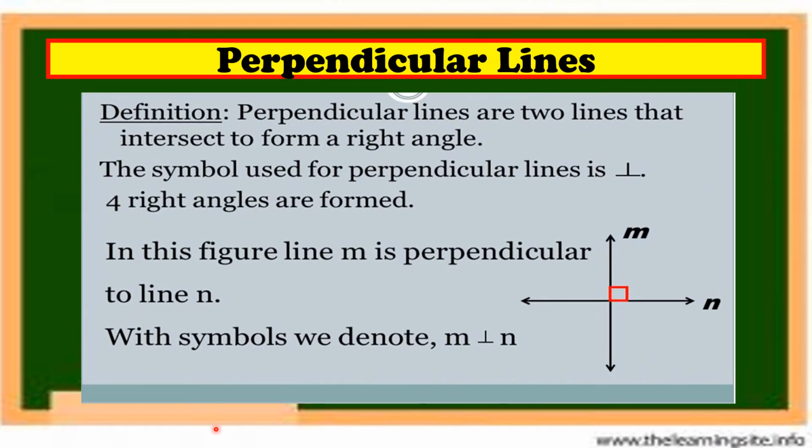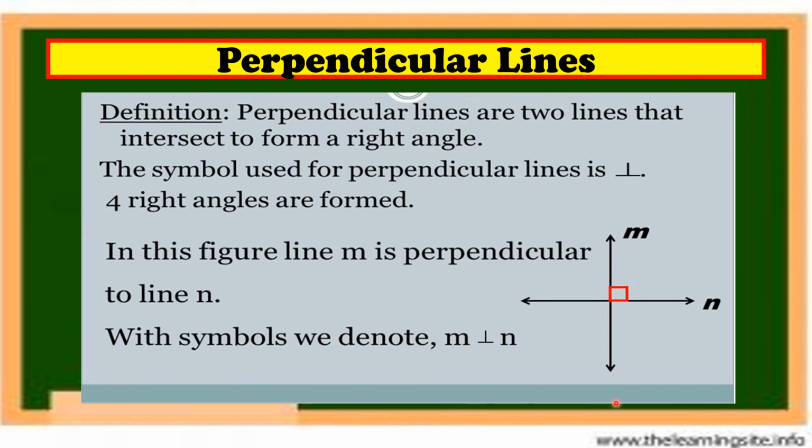So we have perpendicular lines. Perpendicular lines are two lines that intersect to form a right angle. This is line N. This is line N. Line N is perpendicular to line N. So this is the symbol for a right angle.